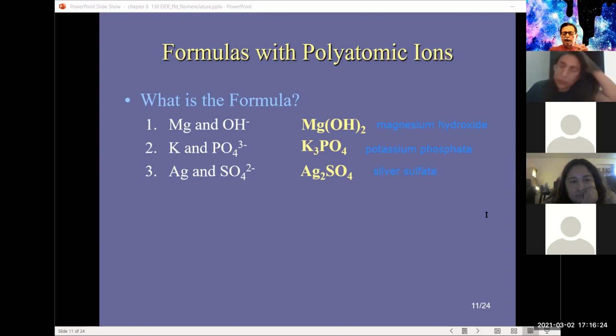Also, too, you'll find a lot of sulfate in the foods that we eat. Part of it's a preservative.